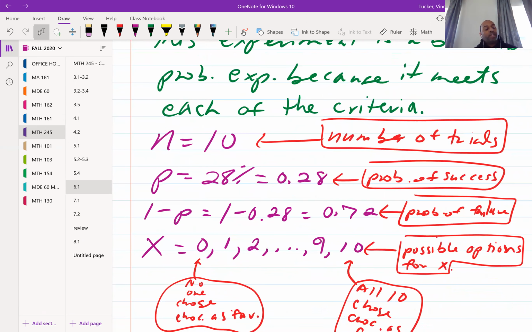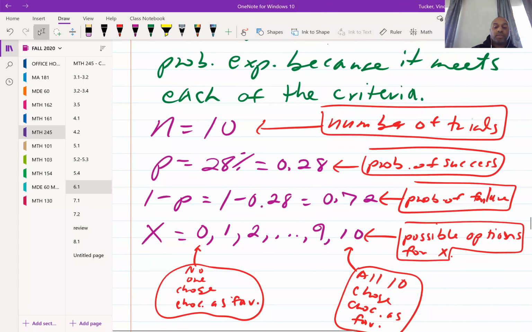So the chance that you choose 10 people and none of them chose chocolate as the favorite, all the way up to 10 people and all of them chose chocolate as the favorite. So that's what X represents. X represents your possible successes. Choose 10 people and only one person chose chocolate as favorite. Choose 10 people and only 2 out of the 10 chose chocolate as favorite, and so on.